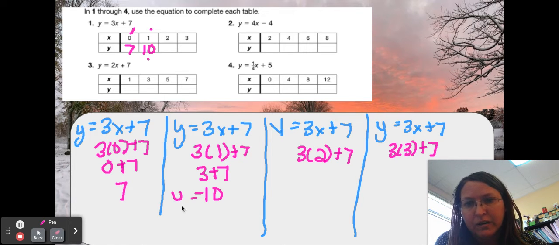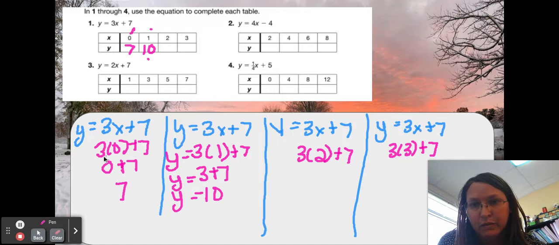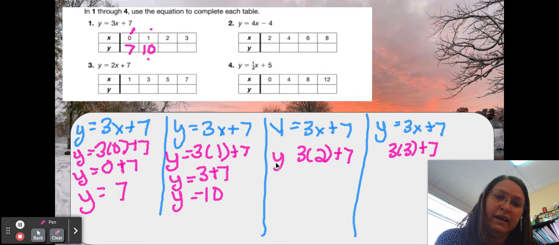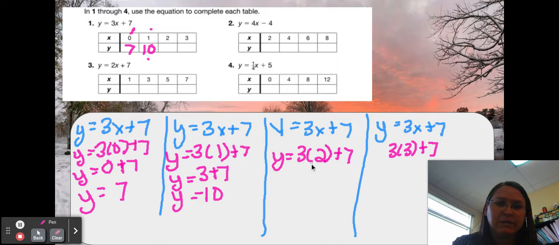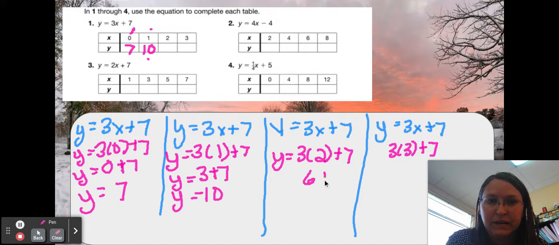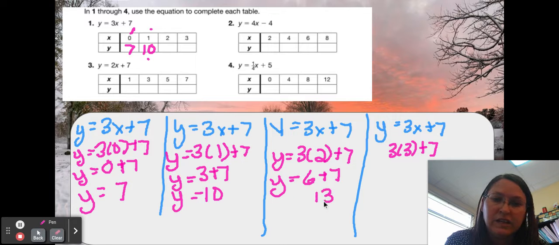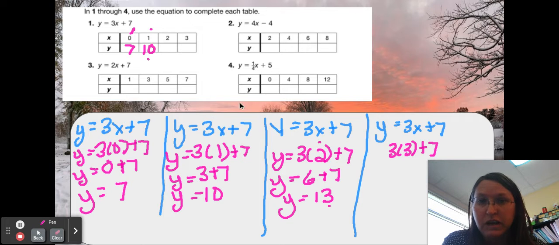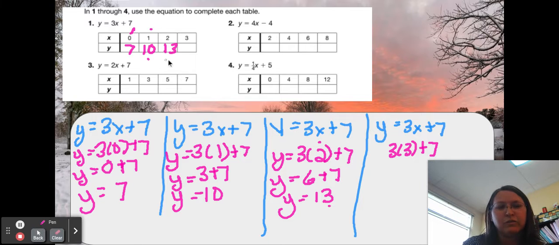If I bring down my y equals on each of them, you would see what I'm talking about. Y is on this side equals whatever. So right here, y equals 3 times 2 plus 7. Using the order of operations, I have to start with 3 times 2. 3 times 2 is 6 plus 7 equals y. 6 plus 7 is 13 equals y. So where I have the 2, I'm going to put a 13 underneath it for y. Sorry, I've said 3.